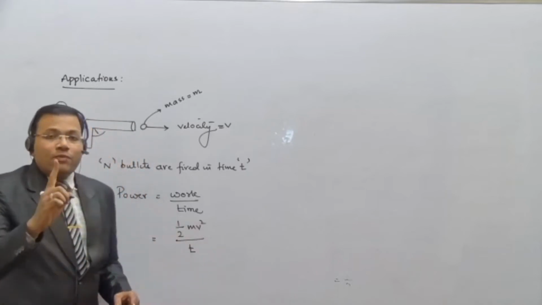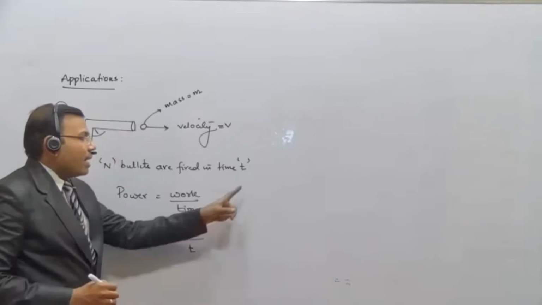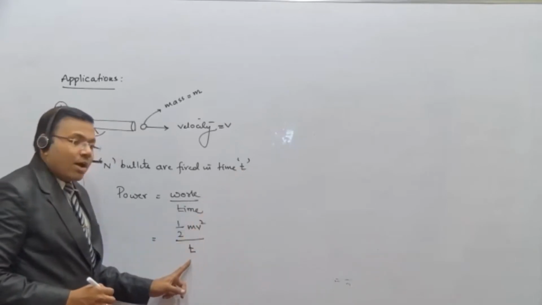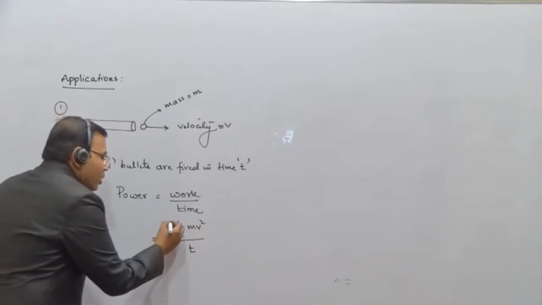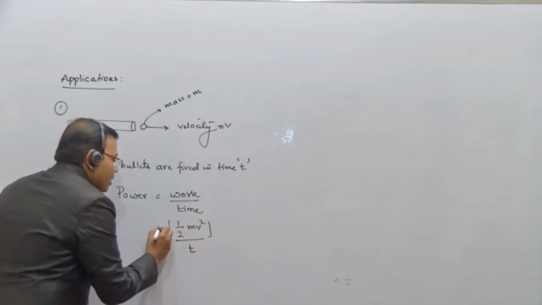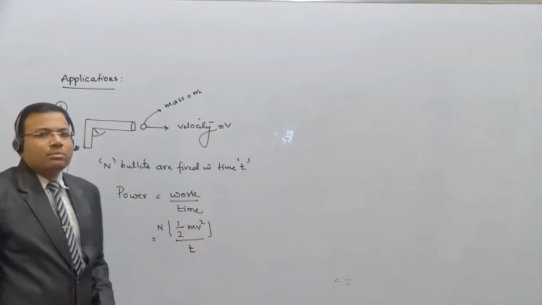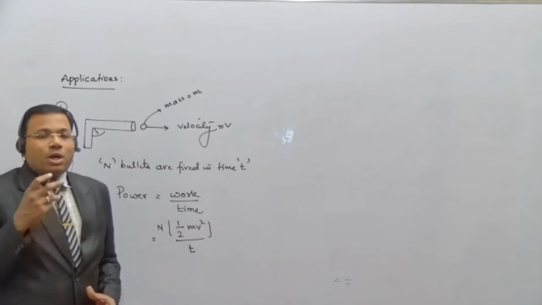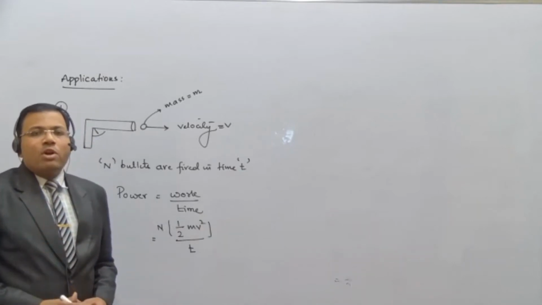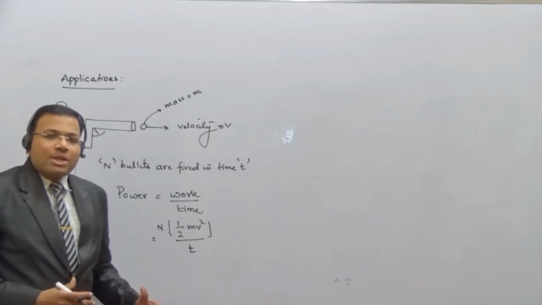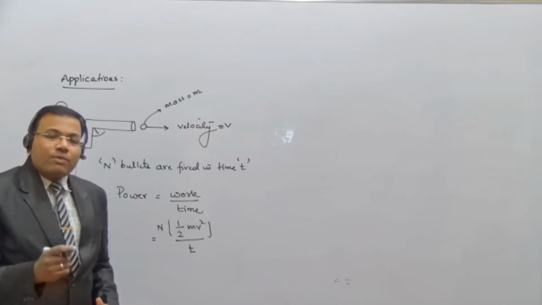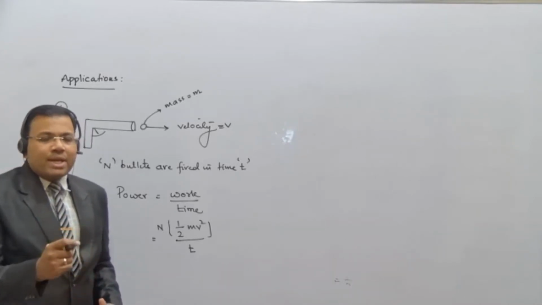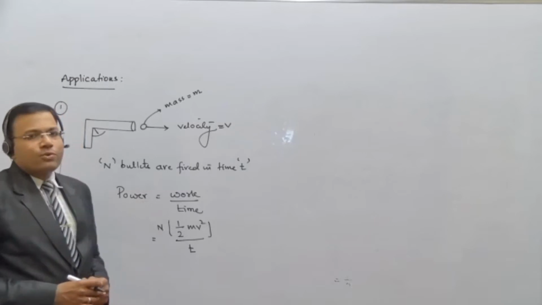What I have written is only for one bullet, but how many bullets are fired in time t? Here I have taken complete time t, so n bullets are there. So here I have to multiply by n. This is the formula we need to take when the power of the gun is asked, by giving mass of the bullet, velocity of the bullet, number of bullets, and time. Directly you can use this concept.